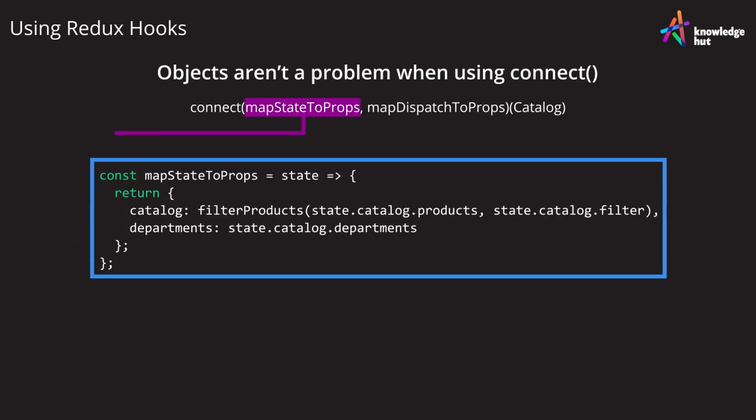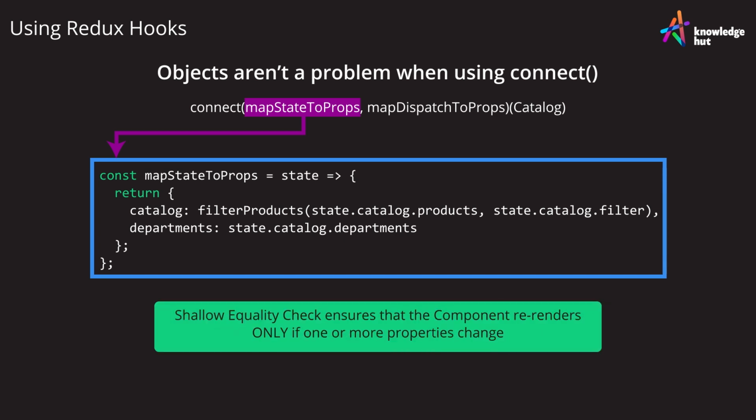On the other hand, when working with the connect higher order function, shallow equality checks are implemented since the mapStateToProps function returns one single object with multiple state properties. This means that re-renders are only achieved when one or more of the individual properties change and not otherwise. Connect also prevents a component from re-rendering if a parent component has re-rendered. We don't get such optimization benefits with hooks and when fetching data from the state.